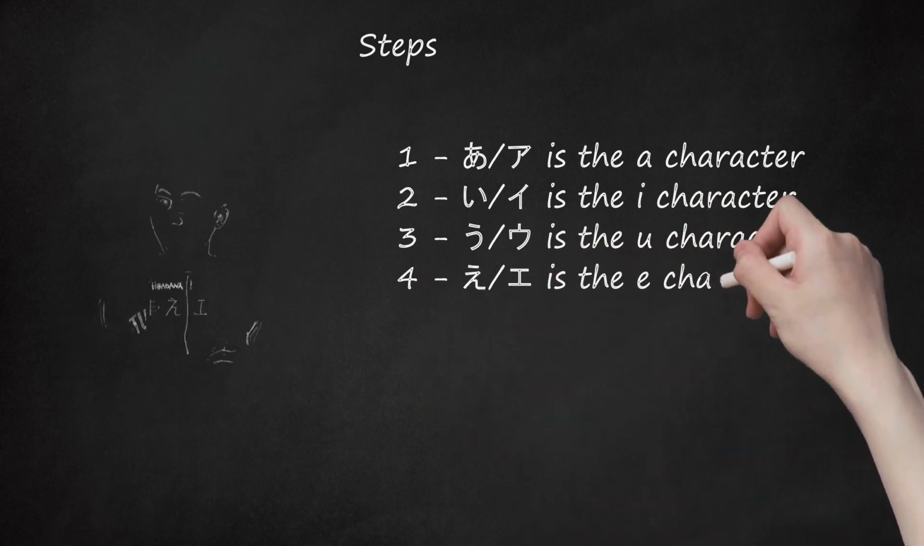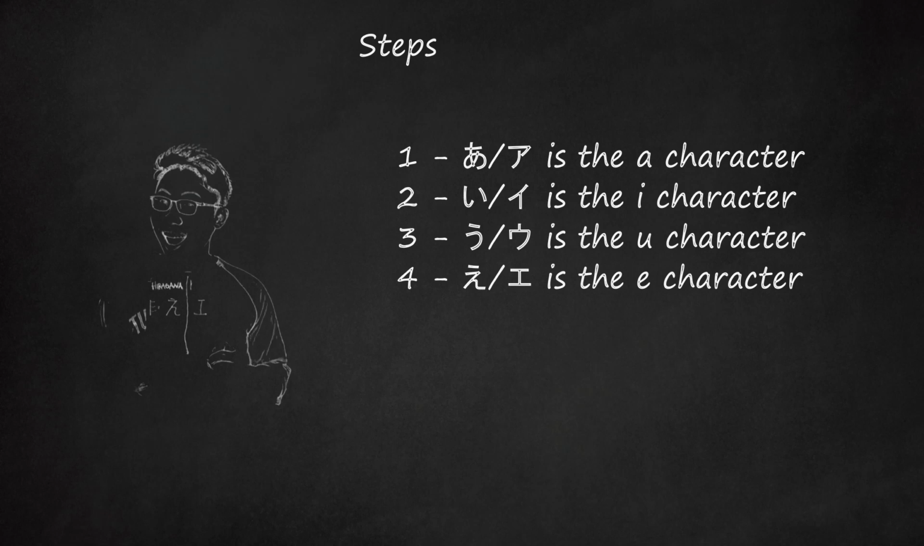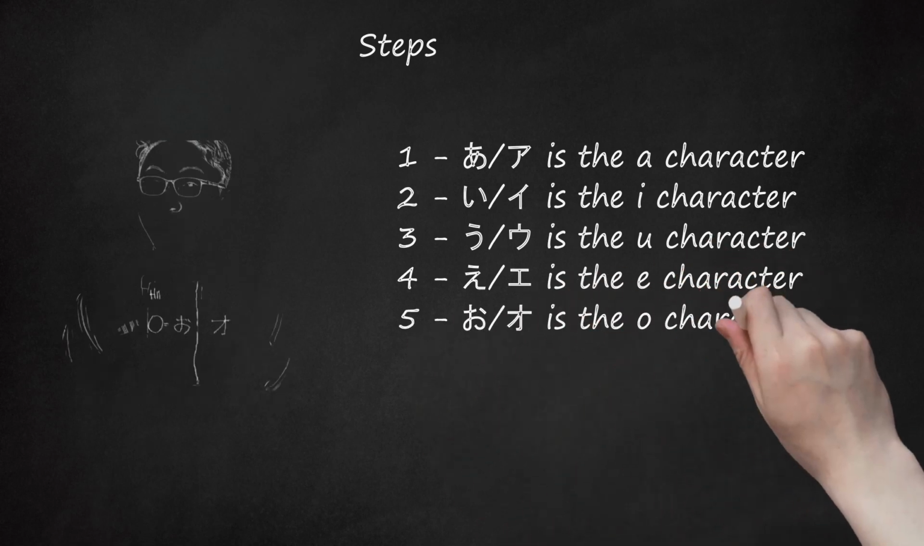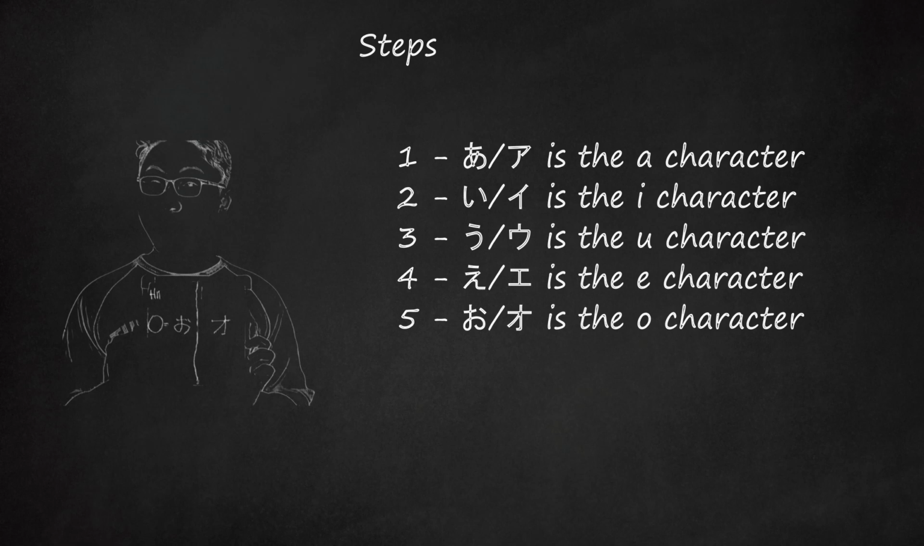4. Is the E character. You would pronounce it like when someone says something to you and you can't hear them well and say, eh. 5. Is the O character. You would pronounce it O, like you are simply saying the English letter O.